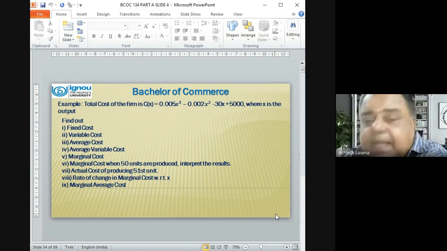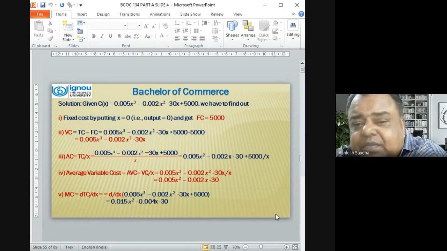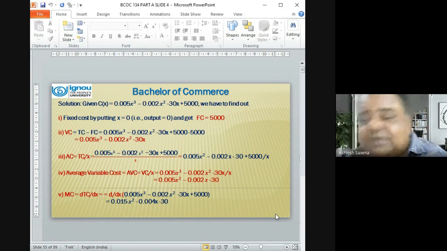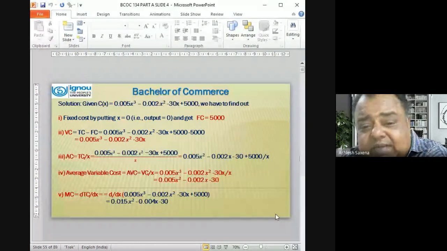What will we be doing? Straight away, the cost function is given to us. We have to find out the value of fixed cost. For finding out the value of fixed cost, in the original function put x equal to 0. As soon as you put x equal to 0, that means output is 0, your FC will be 5,000. As you know, total cost function is addition of fixed cost plus variable cost.